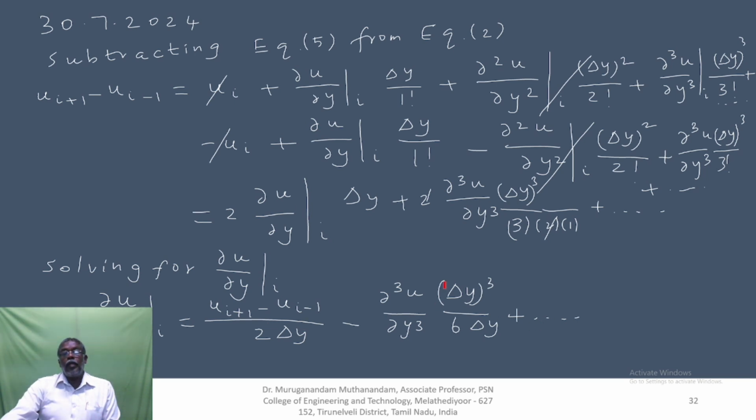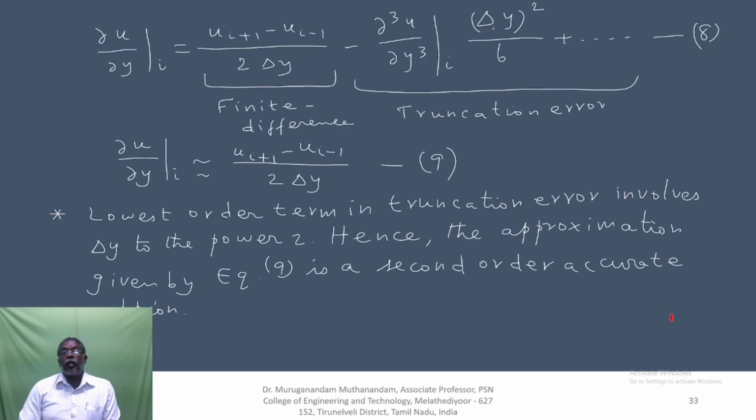Here again you see the remaining terms are truncation error terms which have the power of 2. The maximum power of delta y in the truncation error term is 2. Hence it is a second order accurate solution. The lowest order of term in the truncation error involves delta y to the power 2. Hence the approximation given by equation 9 is a second order accurate solution.